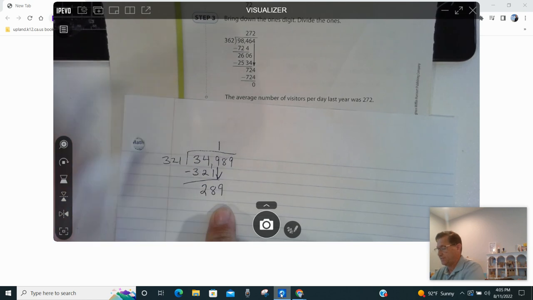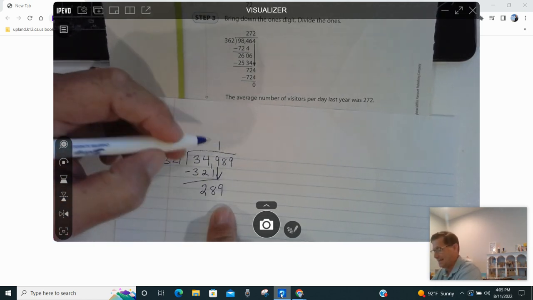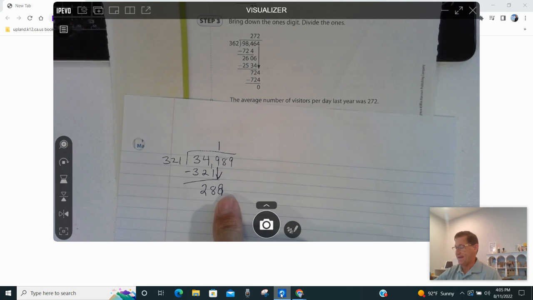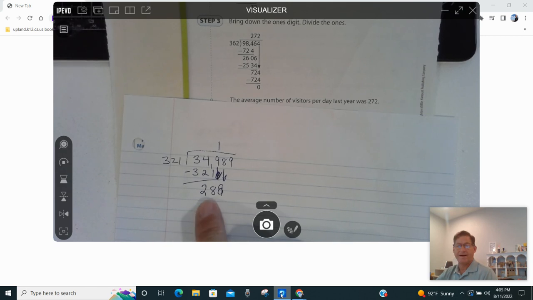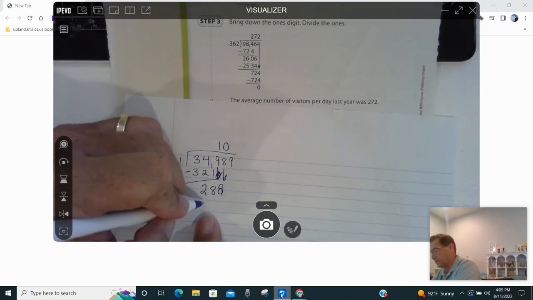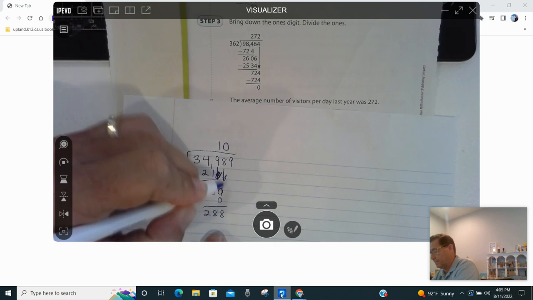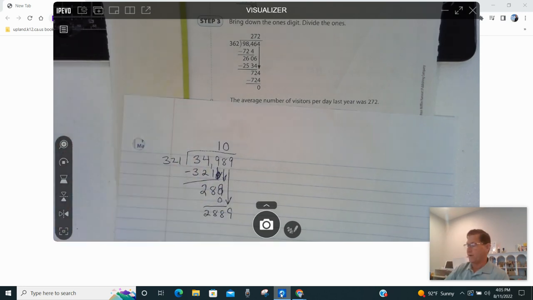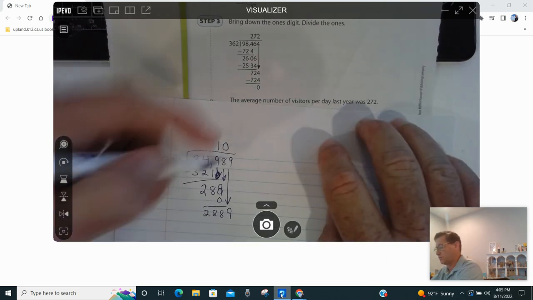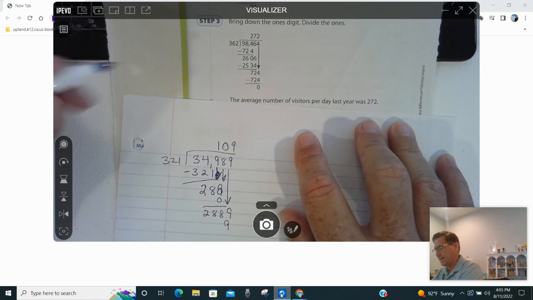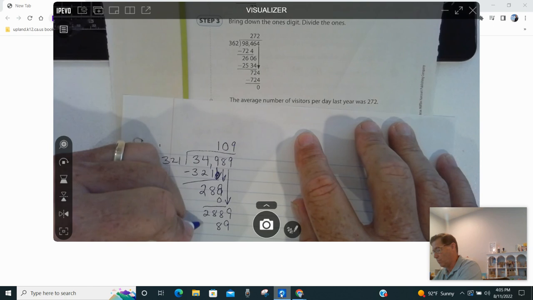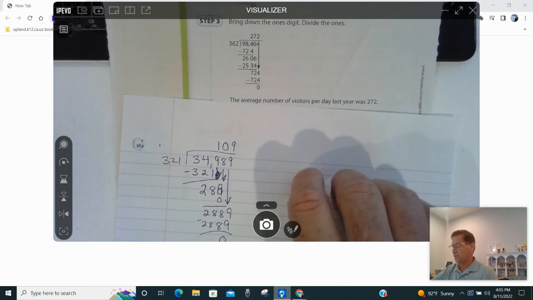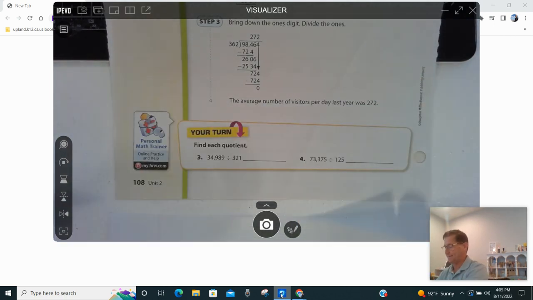I'm going to bring down the tens, the 8. Okay. 288 is less than 321. So, all right, 321 from 2,889. I'm going to try 9. 9 times 1 is 9. 9 times 2 is 18. 9 times 3 is 27, plus 1 more is 28. So 109.